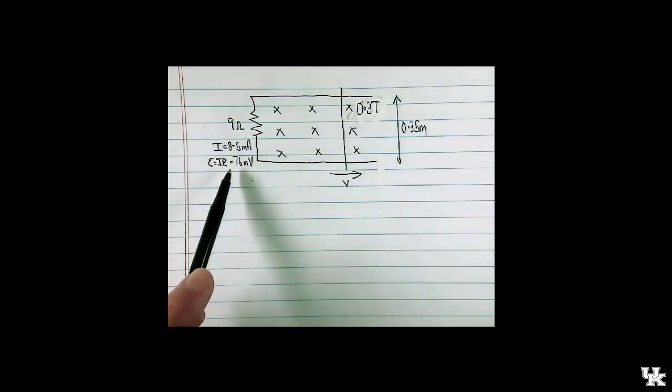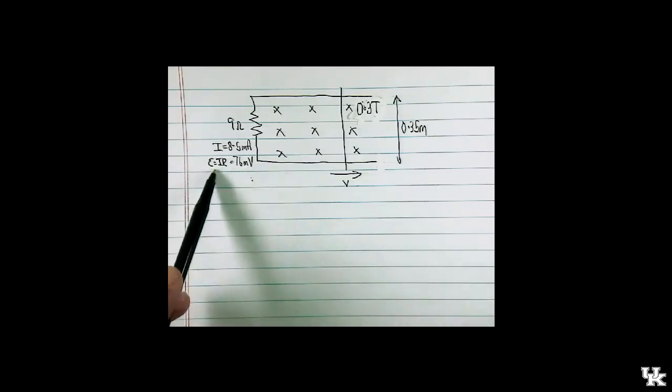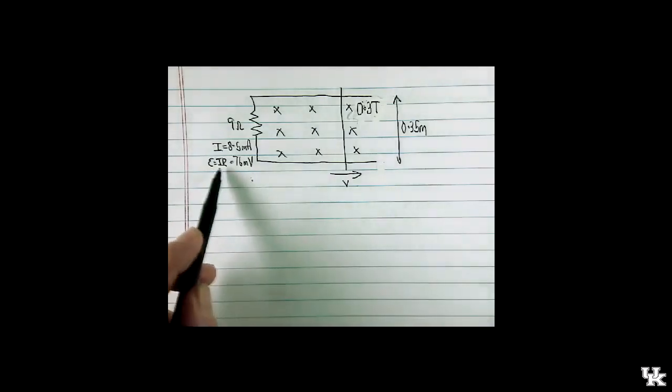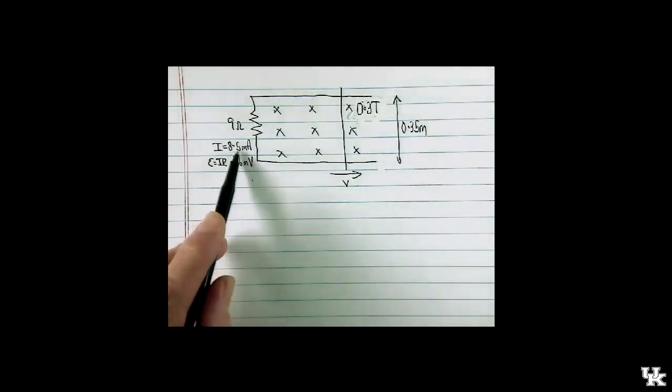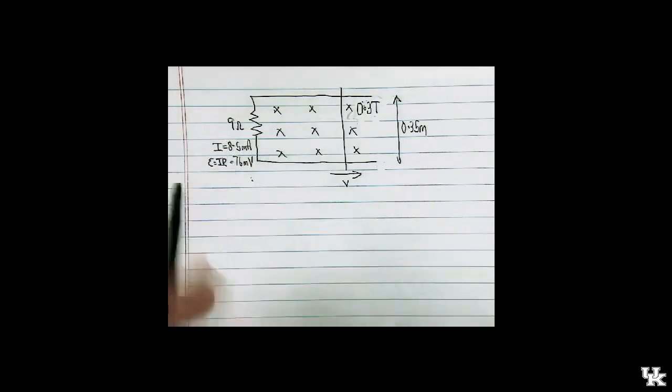And I actually wrote down, this is called anticipation. I anticipated I would need this. I wrote down what the induced EMF is. Look, if you know the induced current and you know the resistance of the circuit, Ohm's law tells you the induced EMF. And so I just multiplied I, 8.5 milliamps, by 9 ohms. I got 76 millivolts. That's the induced voltage.